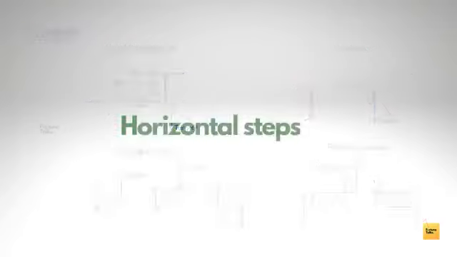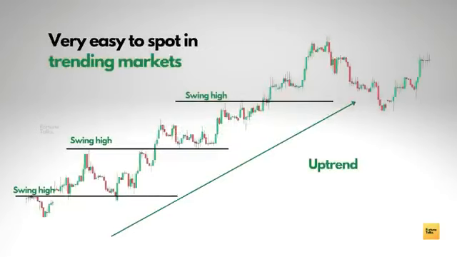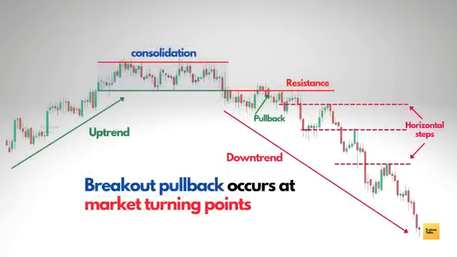Now the second way of trading pullbacks is using horizontal steps. The stepping behavior can be observed during many trending phases in the market. During the ongoing trending phases, the price will often present those stepping patterns. This pullback approach is a great addition to the previously discussed breakout pullback.